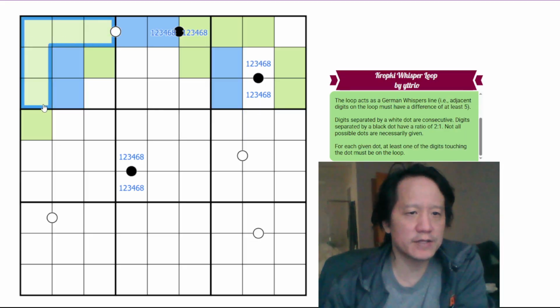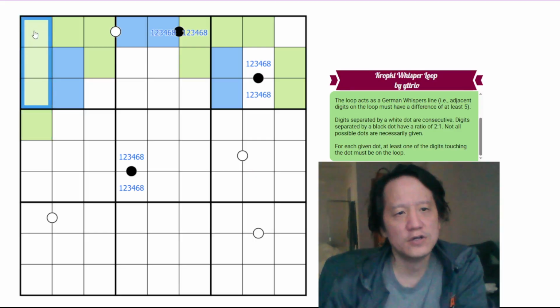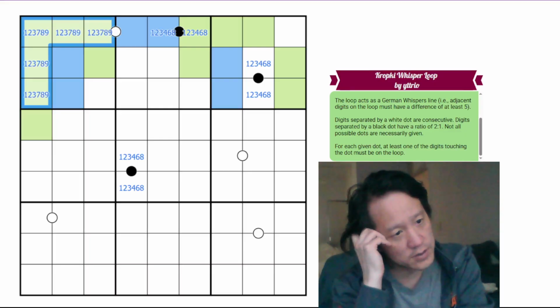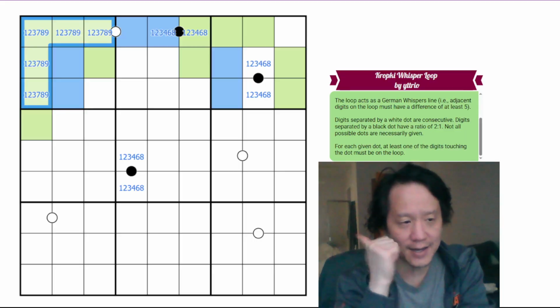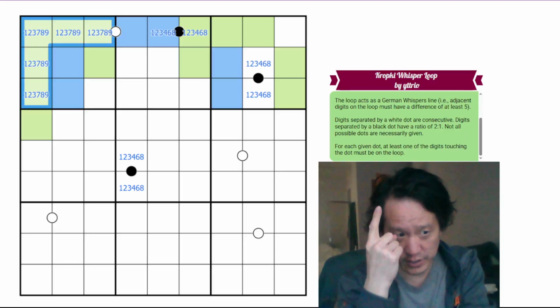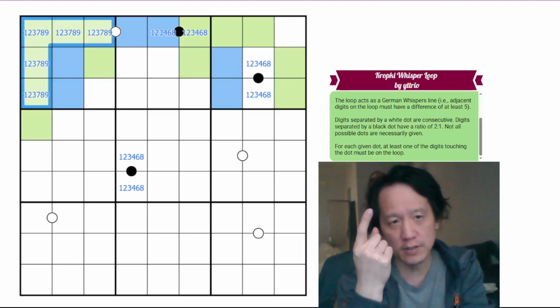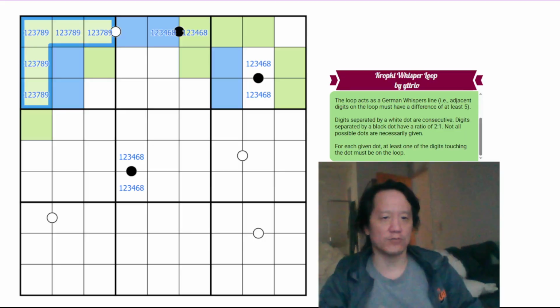Okay, let's look at this one. These digits, they are next to two unique digits on the Whisper 5 line. Right? This is next to those two, this is next to those two, this is next to those two, this is next to those two, etc., etc. This is next to those two. So these digits have to be 1, 2, 3, 7, 8, 9, because the digits 4 and 6 can only be next to one unique digit on a Whisper 5 line. 4 can be next to 9, and 6 can be next to 1. And 5 can never be on a Whisper 5 line.